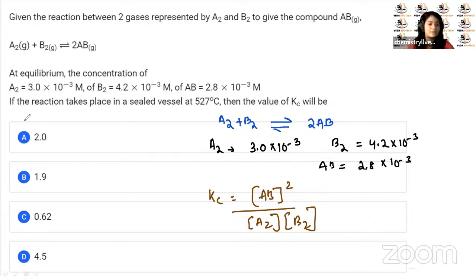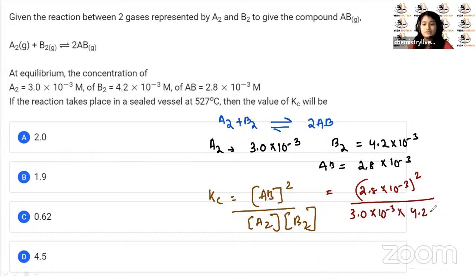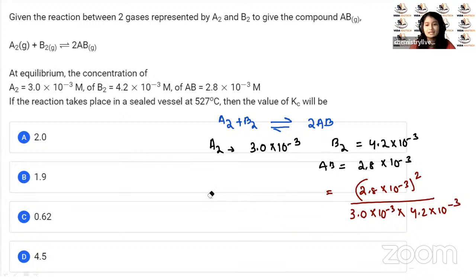राइट, ओके. तो यहाँ पे क्या हो जाएगा बच्चा लोग, let us see. AB का स्क्वायर, AB मतलब 2.8 × 10⁻³ का स्क्वायर करना है यहाँ पे. A2 मतलब 3.0 × 10⁻³ and B2 is 4.2 × 10⁻³. राइट, ये दिखता मुश्किल है पर it is not difficult. इसको हम लोग हटा देते हैं और देखते हैं क्या होता है यहाँ पे.